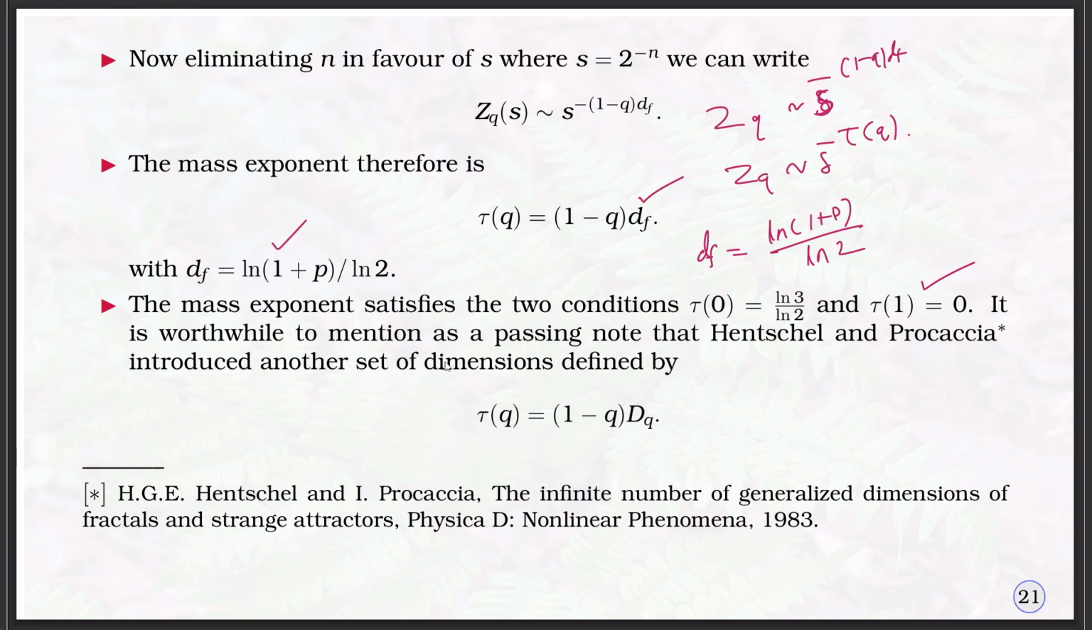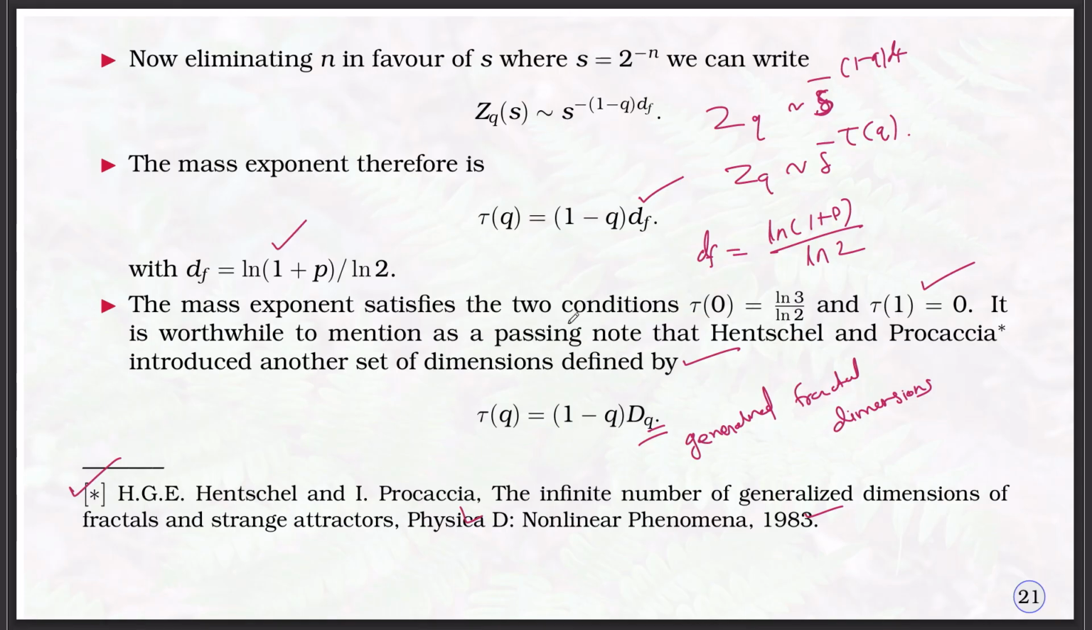It is worthwhile to mention as a passing note that Hentschel and Procaccia introduced another set of dimensions by defining tau q as 1 minus q times Dq. With respect to q, we can find Dq. This result is available in the paper by Procaccia et al., 'The infinite number of generalized dimensions of fractals and strange attractors', Physica D, nonlinear dynamics. This Dq we can call the generalized fractal dimensions. By varying this q, we can get different dimensions.